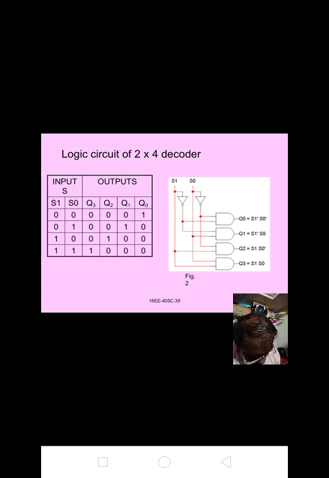We are taking 4 outputs with the help of the 4 AND gates. The first AND gate gives the output Q0, the second one Q1, the third one Q2, the fourth one Q3.